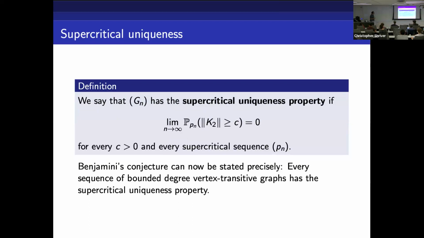We'll say that a sequence of graphs has the supercritical uniqueness property. It means that when you do supercritical percolation, you get a unique giant. Formally, if you look at the second largest cluster, then the probability that it has density at least C goes to 0 for any C and any supercritical sequence of parameters. This definition lets us give a precise statement of this conjecture of Benjamini, which is that if you have a sequence of bounded degree vertex transitive graphs, then it has the supercritical uniqueness property.